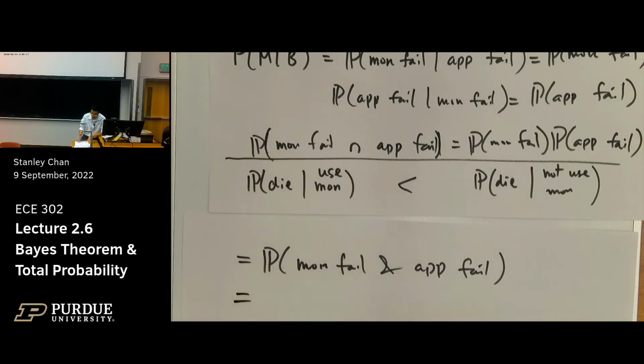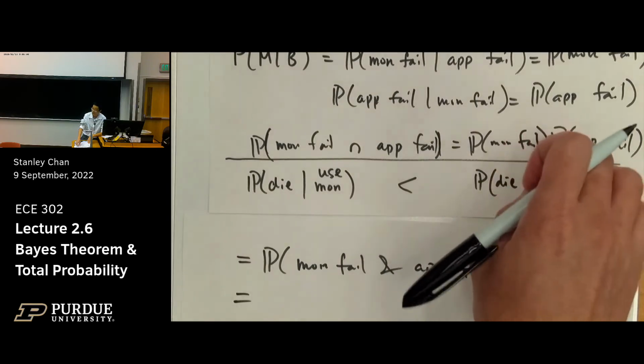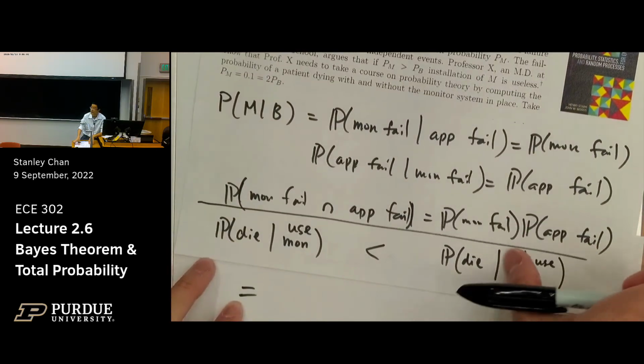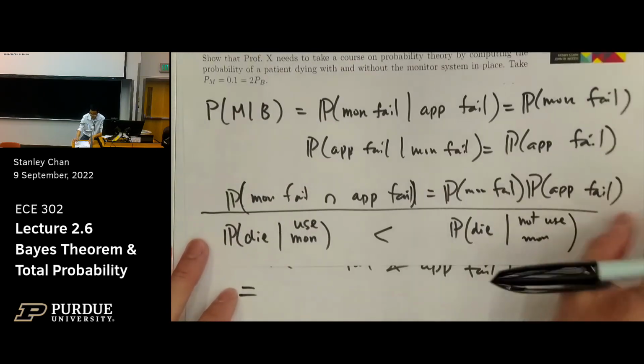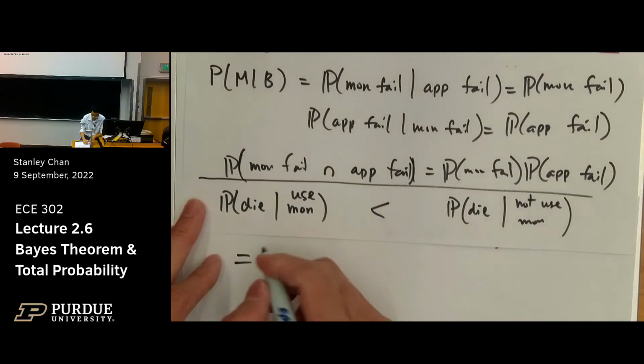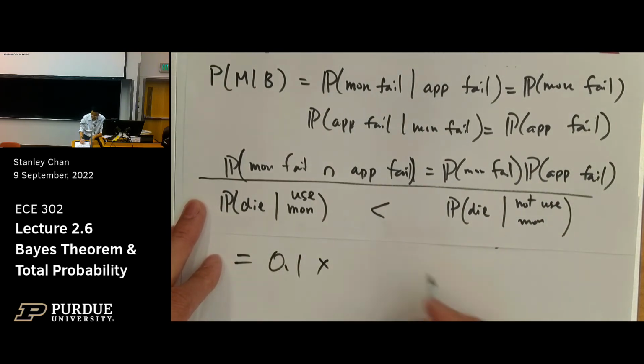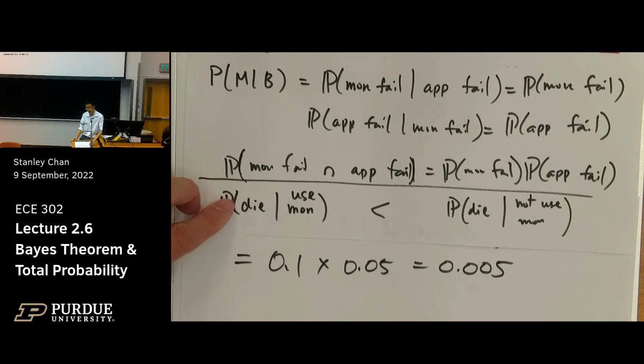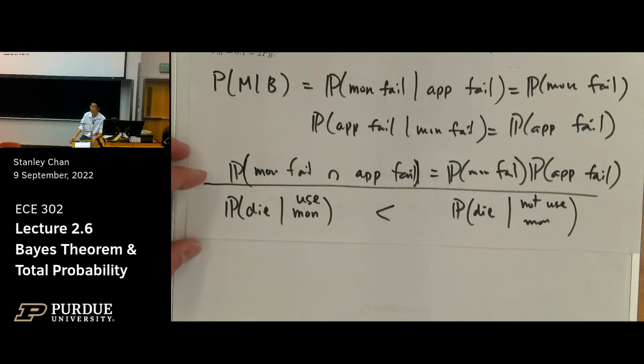And so now you calculate what is the probability. Well, you have this already calculated, right? And so that will give you monitor fail, this is 0.1, and then apparatus fail, this is 0.05, so you have 0.005. And this is the probability that the patient dies if he or she uses the monitor. Good. How about the other case? The patient dies not using the monitor. Actually, we have already heard the answer.